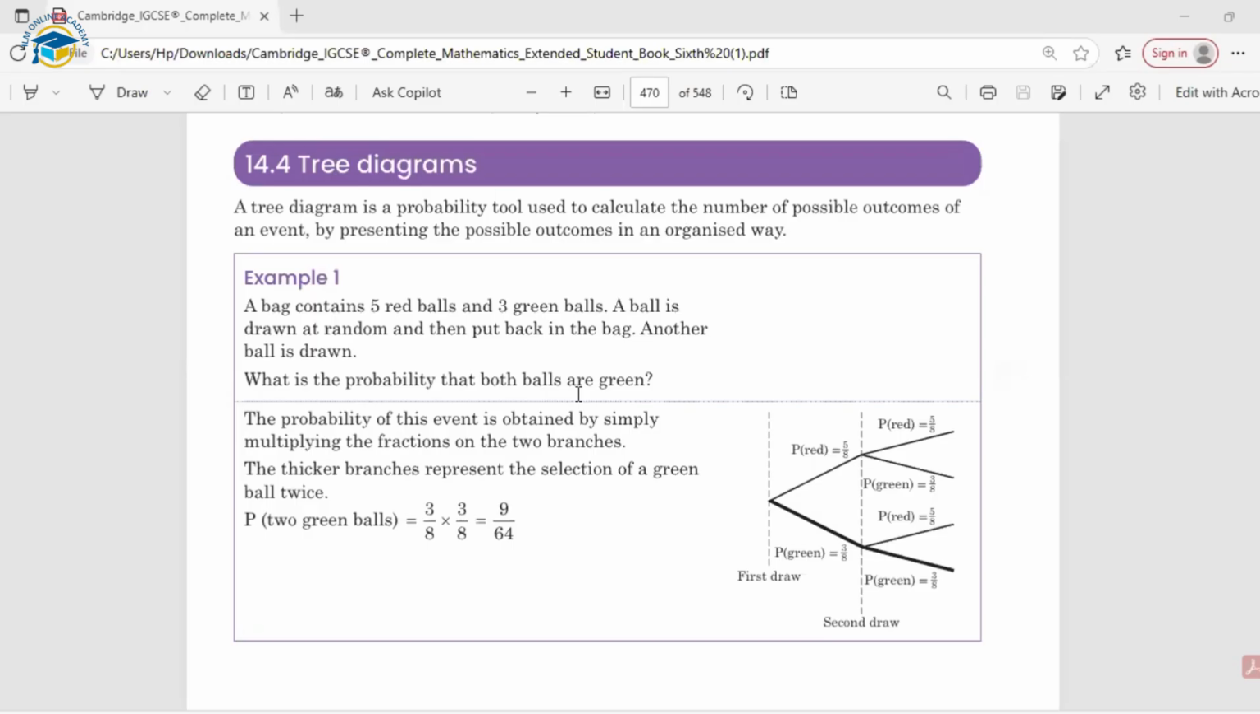In today's lecture, I'm going to discuss tree diagrams from your chapter number 14, probability, IGCSE syllabus. Tree diagrams are quite important in the concept of probability, and you might have seen in past papers that mostly the concepts are related to tree diagrams. So this exercise is quite important and you need to practice as well.